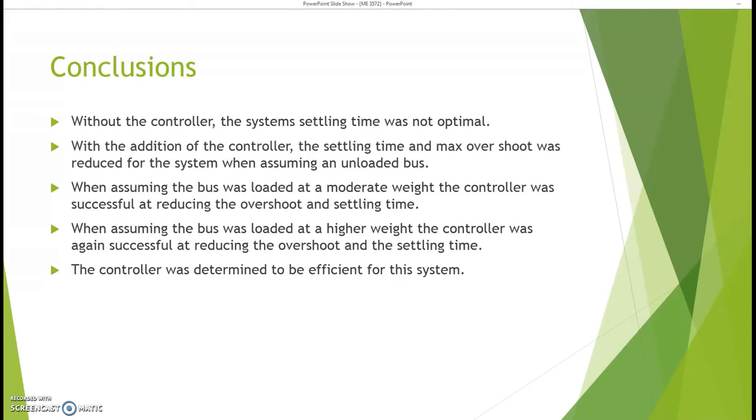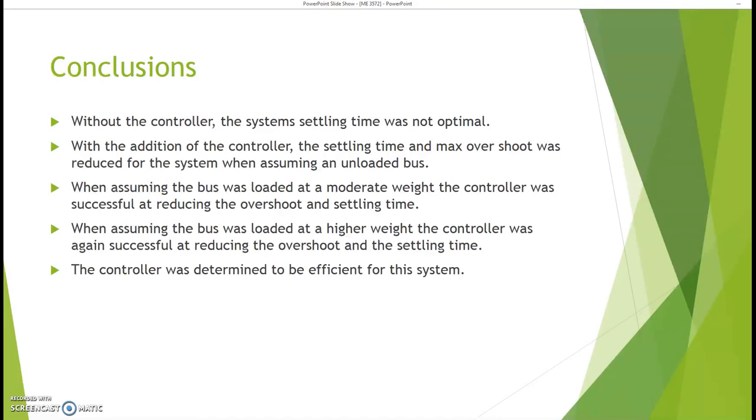Now this brings us to our conclusions. The system's original response without the controller was not optimal. The max overshoot and the settling time were well above the desired values of 5% and 5 seconds. In order to improve the system's response, a controller was used. Adding the controller helped to reduce the max overshoot and decrease the settling time below 5 seconds for the initial mass of 2,500 kilograms, which was assumed to be an unloaded bus.